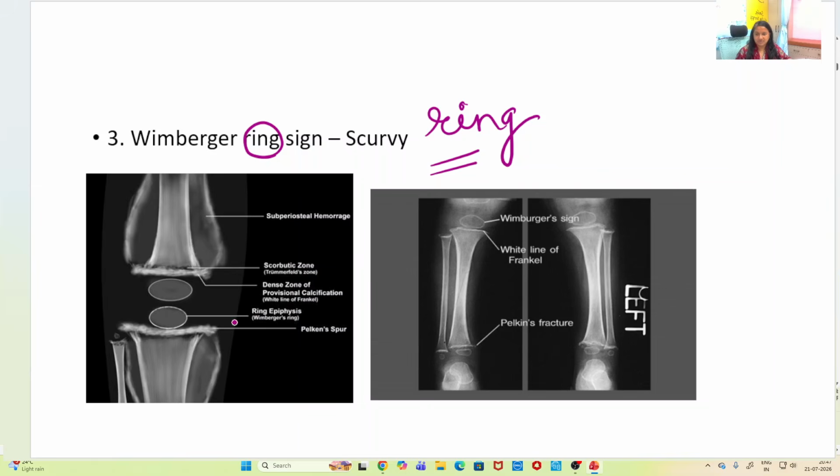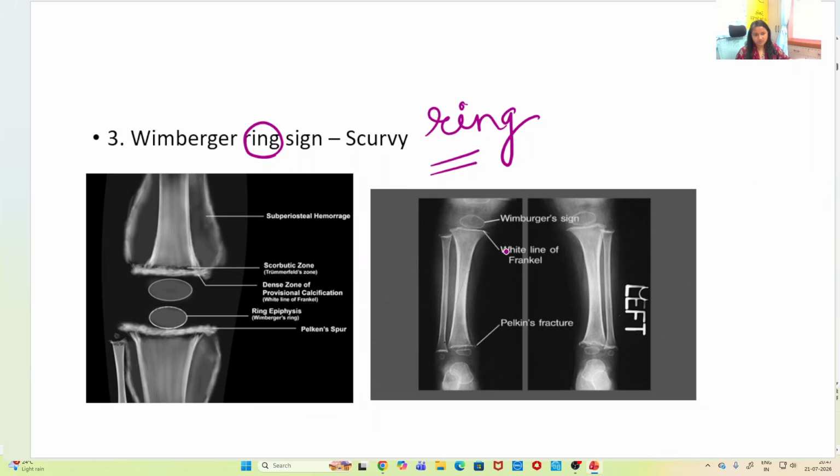As you can see in this particular picture, this is a schematic diagram. Here the ring epiphysis basically means what? There is this zone of calcification, a ring of calcification, and this ring of calcification is because of increased density that encircles an osteoporotic epiphyseal center. So this epiphyseal center is surrounded by a dense calcification. This is the Wimberger sign.